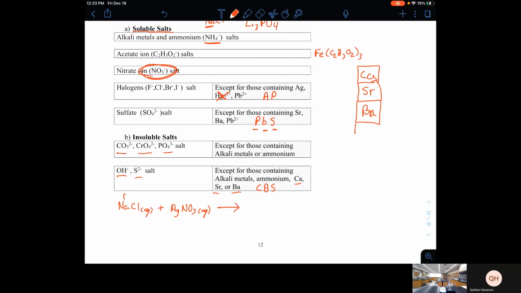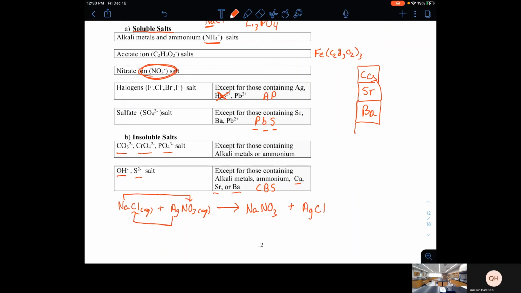The products you do, because if I look at it, sodium will go with nitrate, silver will go with the chloride. So what I'm going to end up getting is NaCl based upon charge, and I will also get, wait a second, I wrote that wrong. I'm not going to get NaCl, I'm going to get sodium nitrate, NaNO3, and also I'll get AgCl.